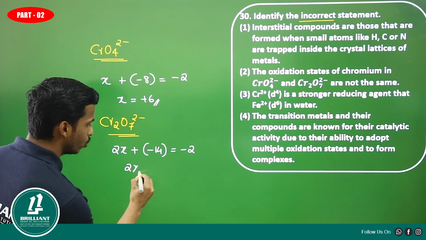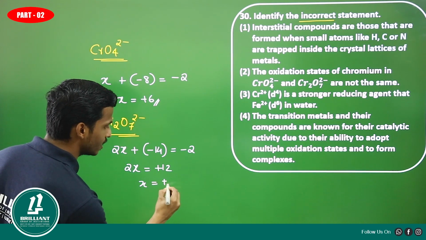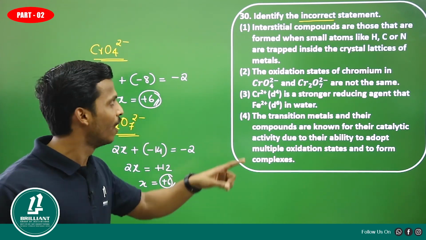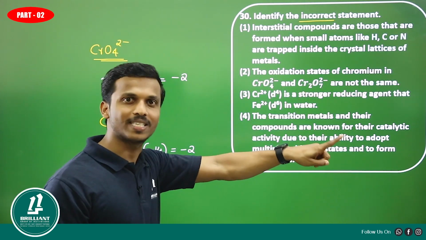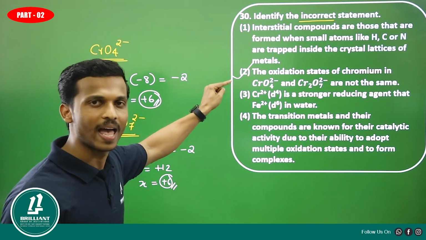So what can we say? 2X is equal to plus 12, X is equal to plus 6. See all of you, in both cases the oxidation states are the same. But what they said is that the oxidation state in these two compounds is not the same. Yes, that is the incorrect statement. So question number 30, the answer is 2.